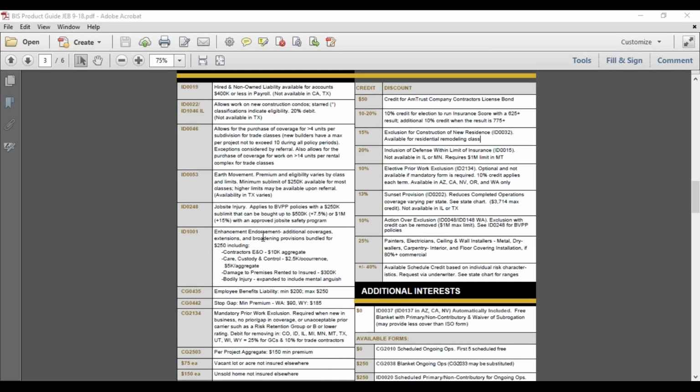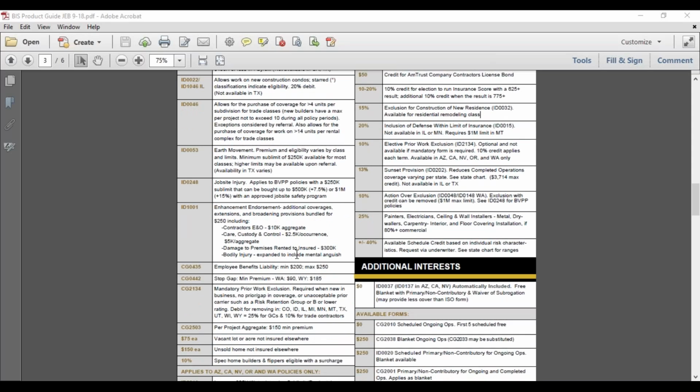We have an enhancement endorsement available. The enhancement endorsement is $250 every time you endorse it for every policy, and it offers some care, custody, and control for contractors up to $10,000 aggregate. Damage to premises rented to you is increased to $300,000. It's normally at $100,000, and then BI includes mental anguish. And there's a lot of other coverages, but those are the main ones.